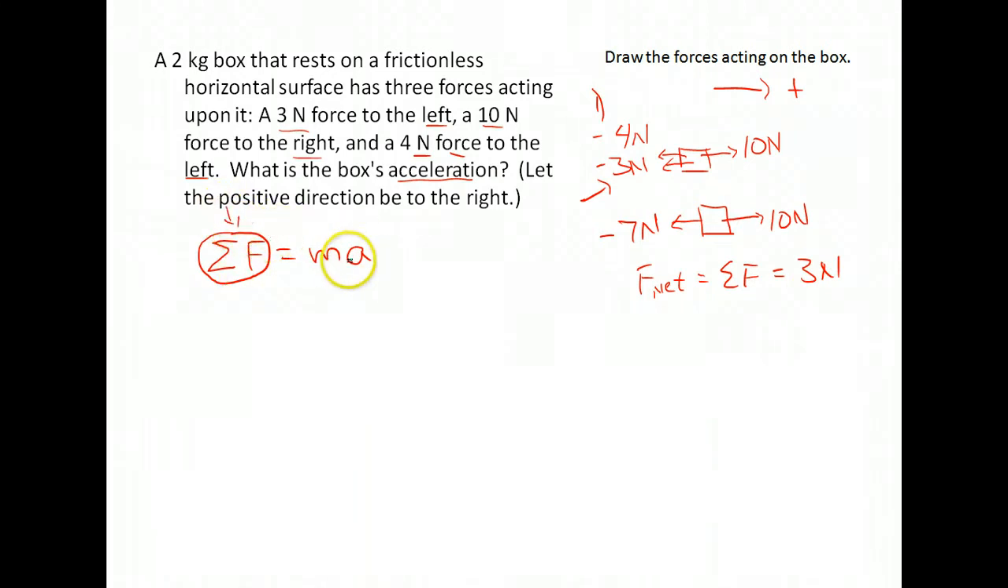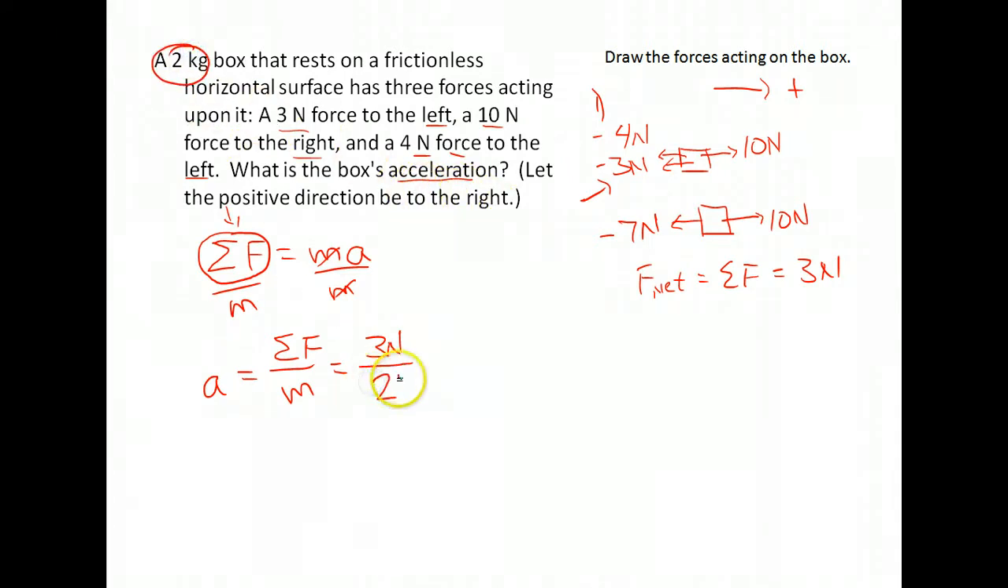Now we've got to solve for acceleration, so let me rearrange this equation to solve for acceleration. We divide out mass on both sides, and we're left with acceleration. So acceleration is equal to the sum of the forces, or the net force on the object, divided by the mass of the object. We figured out the net force to be 3 newtons, and it told us that the mass of the box is 2 kilograms, so let's plug in 2 kilograms here, and 3 divided by 2 would give us 1.5 meters per second squared.